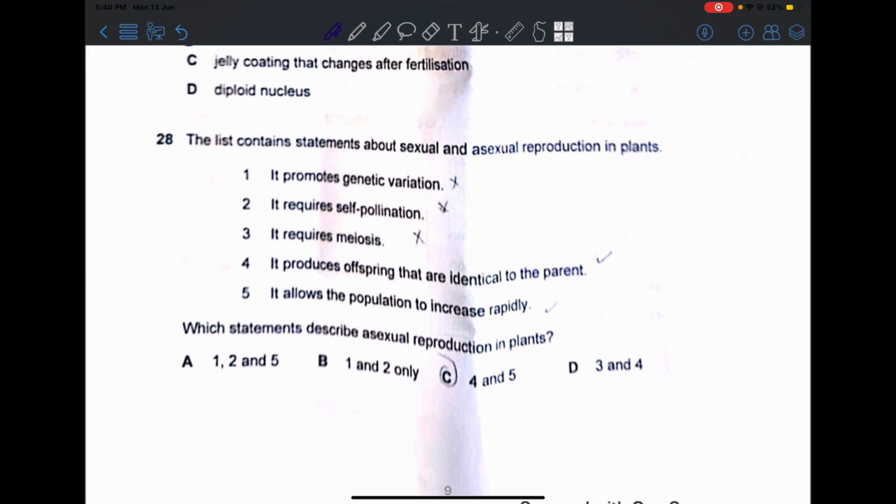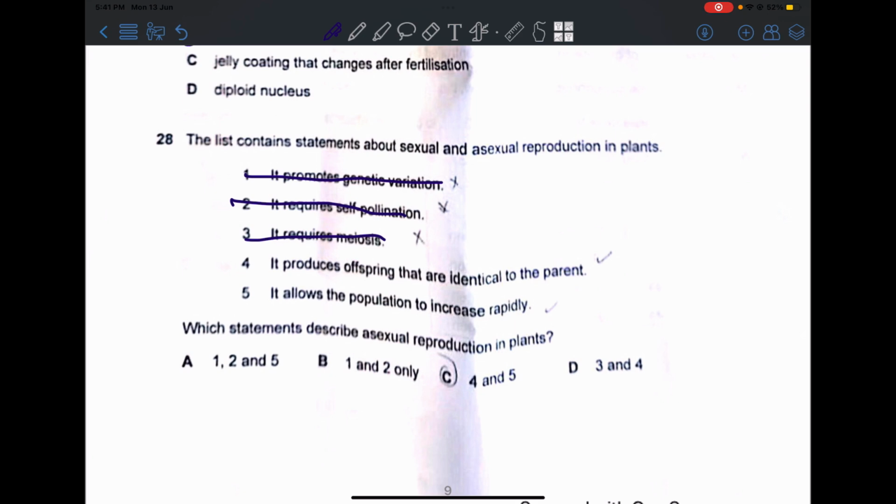28. The list contains statements about sexual and asexual reproduction in plants. Which statements describe asexual reproduction in plants? Now we know that it doesn't promote genetic variation. Asexual is actually depending on mitosis, which is going to produce genetically identical cells, so this is incorrect. It requires self-pollination. Now no, this doesn't require self-pollination. It can be done by any way, cross-pollination or self-pollination. It requires meiosis. Well, this is incorrect. This is actually for the sexual reproduction.